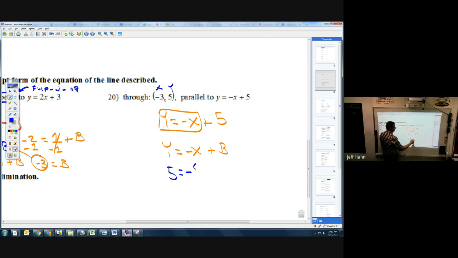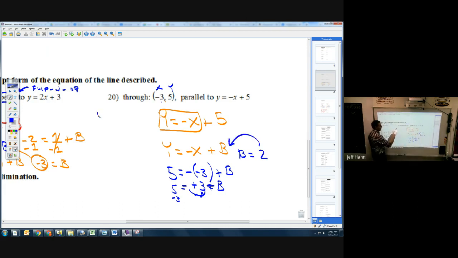5 equals negative times what x is, which is a negative 3. And a negative 3 is positive 3. Oops. And to get that 3 over there, you have to subtract 3. So b is going to equal 2. And that's what you put in for the letter b right there. Y equals negative x plus 2.